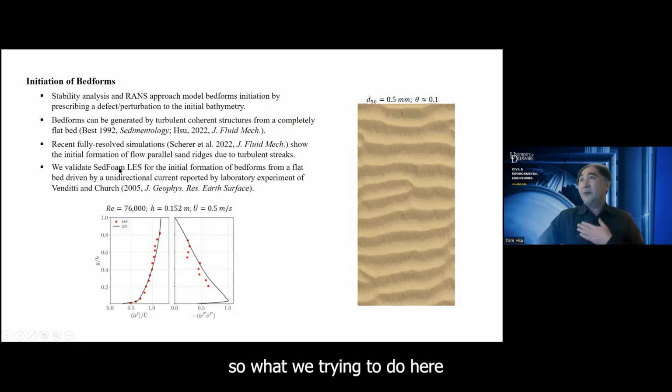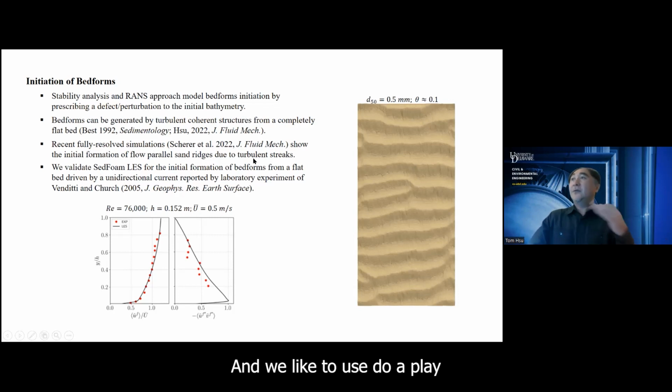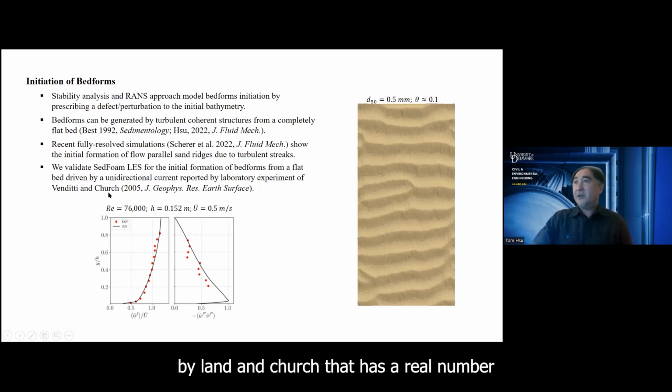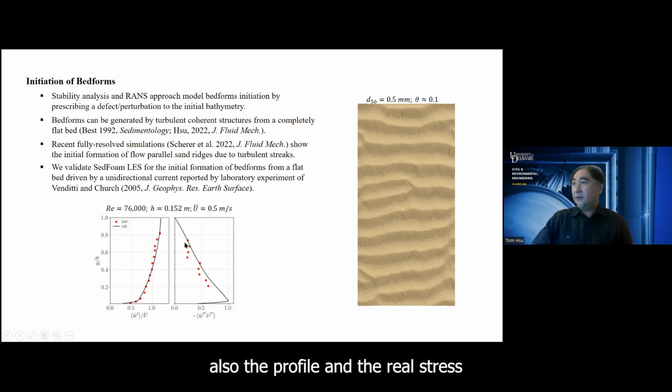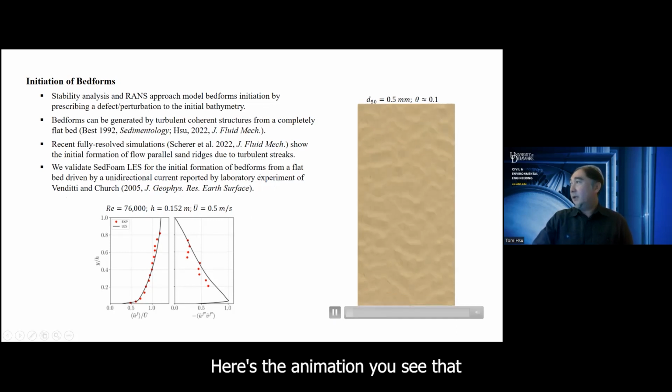Okay, so what we try to do here is use large eddy simulation with SedFoam and start with a completely flat bed. And we like to play with a higher Reynolds number. So we actually try to reproduce a laboratory experiment by Venditti and Church that has a pretty large Reynolds number, 76,000. And the good thing is that they measured velocity profile and the Reynolds stress, and our model can reproduce those turbulent quantities. But here's the animation.